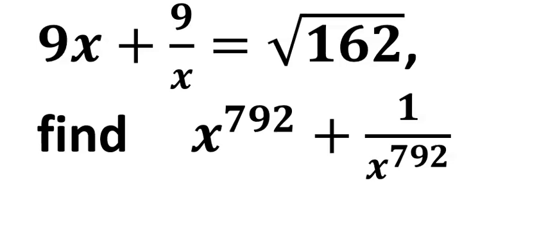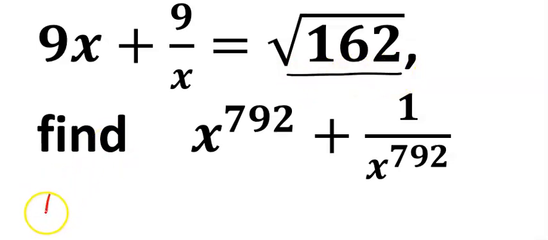This is some mathematics. In this video, if 9x plus 9 over x is equal to root 162, we are to find the value of x to the power 792 plus 1 over x to the power 792. So let's see how we are going to do this. Okay, let's begin with this.